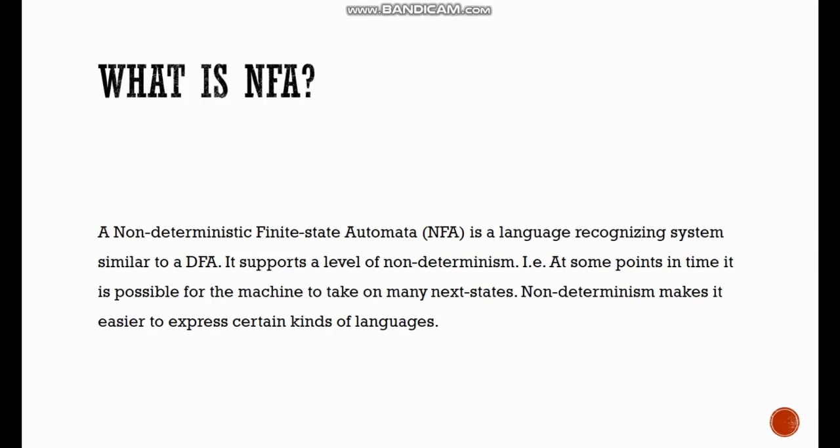First of all, we need to know what is NFA. A non-deterministic finite state automata is a language recognizing system similar to a DFA. It supports a level of non-determinism. At some points in time, it is possible for the machine to take on many next states. Non-determinism makes it easier to express certain kinds of languages.